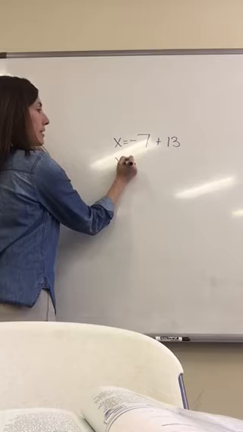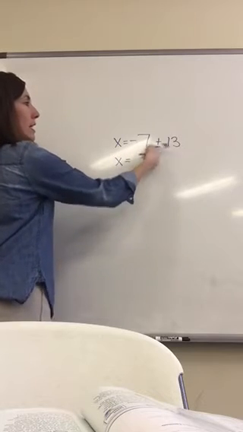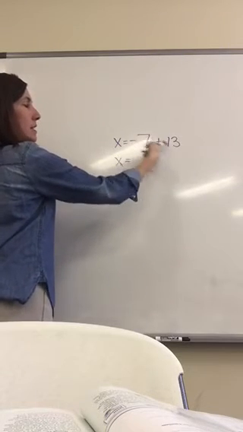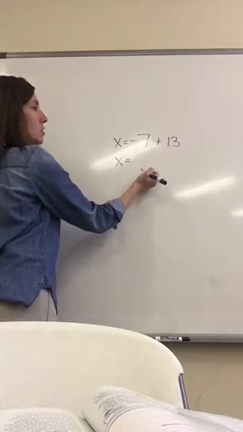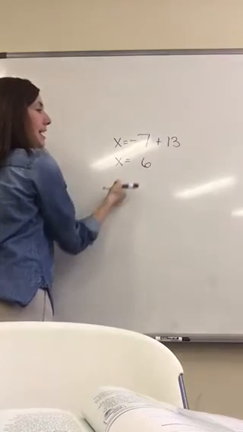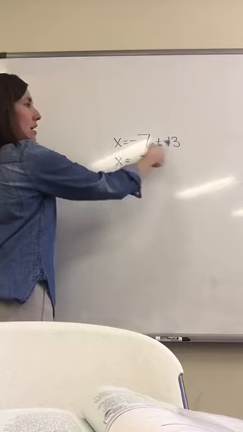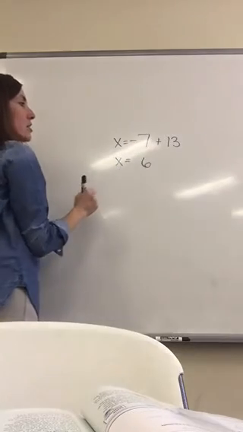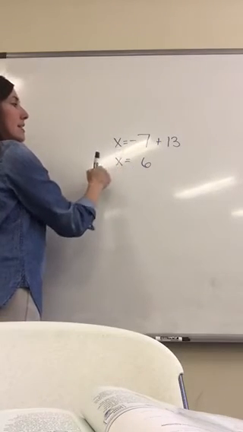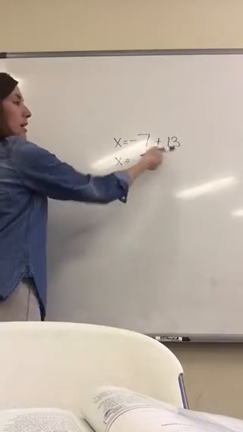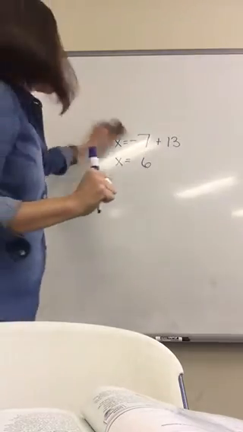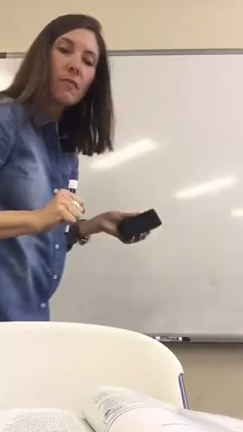So we're gonna have x equals, and because these have different signs, we need to find the difference between the two numbers, which is going to be 6, and then that 6 gets the sign of whichever number was bigger, which is positive. So positive 6 is equal to negative 7 plus 13. All right, let's move on down to example 2.